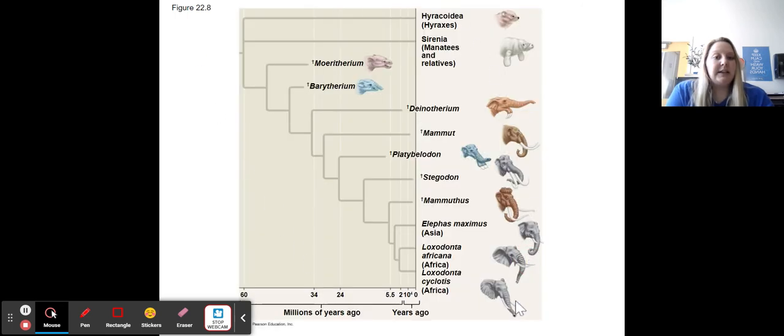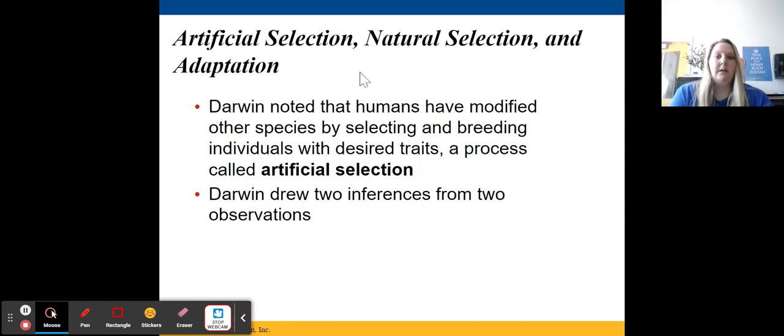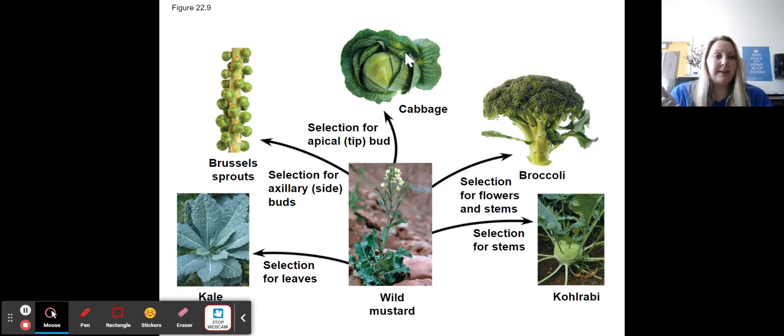This is another way of now looking at a modern evolutionary tree where each branch point is the descent with modification from an ancestor. He also noted that humans have the ability to modify other species by selecting and breeding individuals with the desired traits in a process that he called artificial selection. He drew two inferences from his two observations. And one way that he saw this was in wild mustard. Depending on what you selected for, it gave you kale, Brussels sprouts, cabbage, broccoli, or kohlrabi.